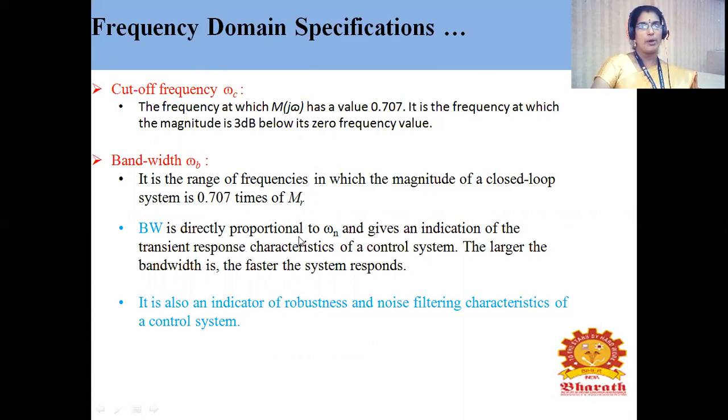Bandwidth is directly proportional to the natural frequency omega n and gives an indication of the transient response characteristics of the control system. So if the bandwidth is larger, then the system response will be much faster. It is also an indicator of robustness and noise filtering characteristics of a control system.